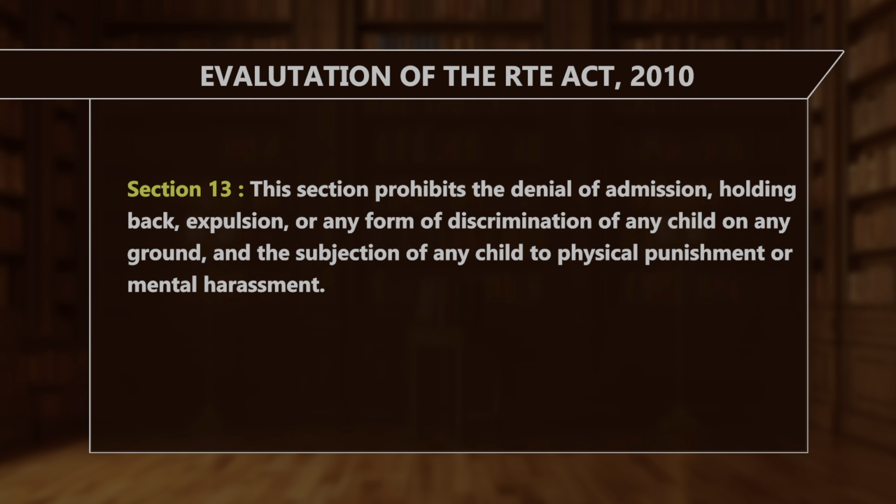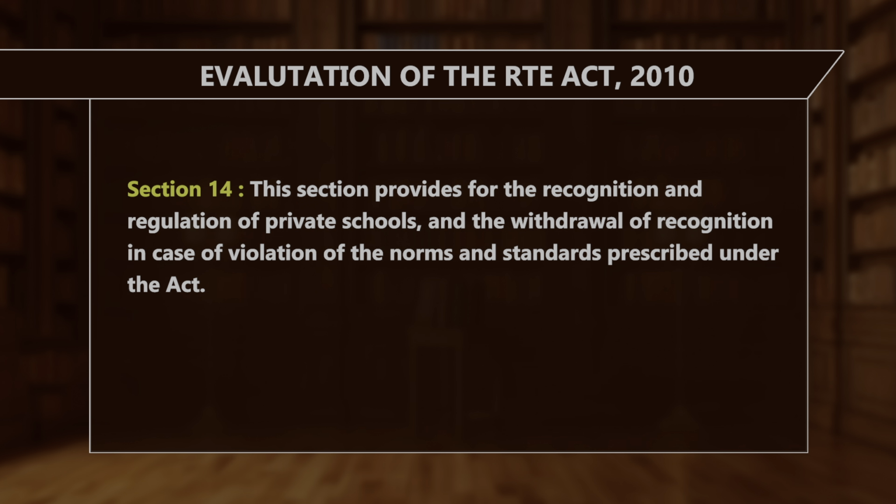Section 13. This section prohibits the denial of admission, holding back, expulsion or any form of discrimination of any child on any ground and the subjection of any child to physical punishment or mental harassment. Section 14. This section provides for recognition and regulation of private schools and the withdrawal of recognition in case of violation of the norms and standards prescribed under the Act.